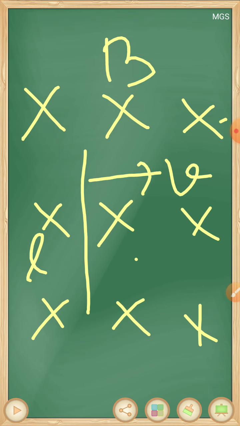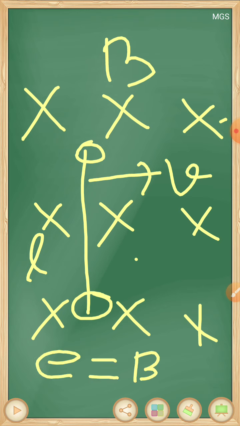then an EMF is induced across the ends of the rod, and it is given as E is equal to B L V, where B is the strength of the magnetic field, L is the length of the conductor, and V is the velocity with which it is moving in the magnetic field. Here you can see that B, L and V are all perpendicular to each other. As this EMF is induced because of the motion of the conductor, it is known as motional EMF.